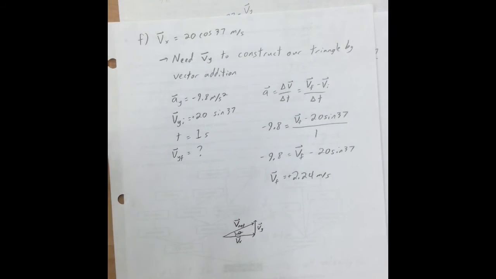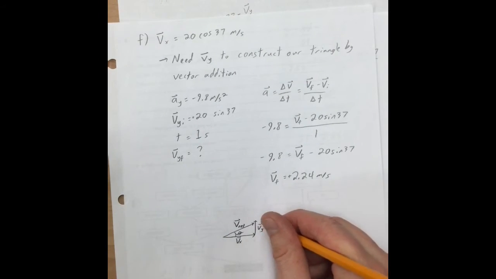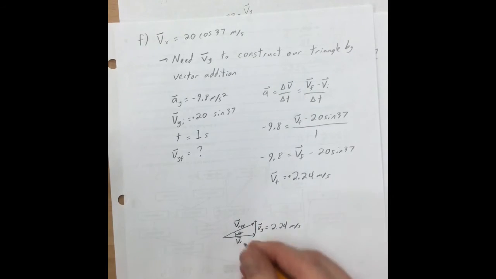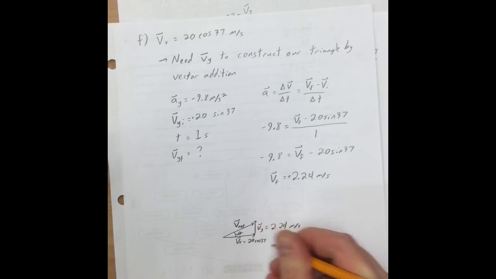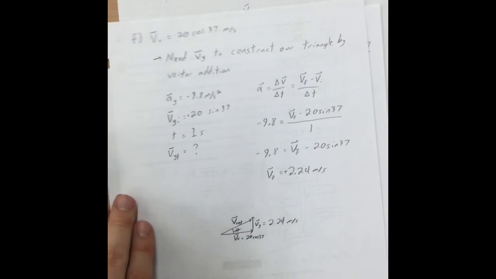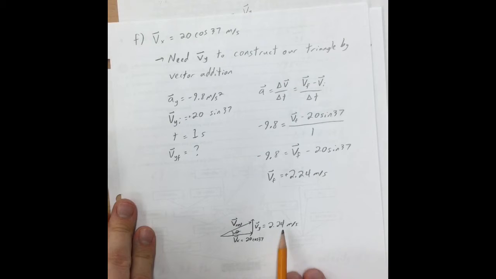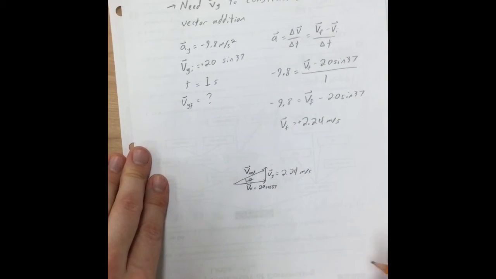Again, we always need that angle. So Vy is that number that we just calculated, 2.24 meters per second in the positive direction. Vx is our 20 cos 37. So like usual, we're going to use Pythagoras to find this side, and we're going to use tan with this side and this side to find the angle. We'll start with the magnitude.